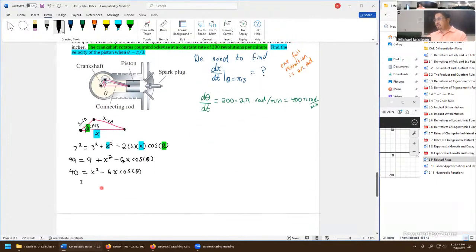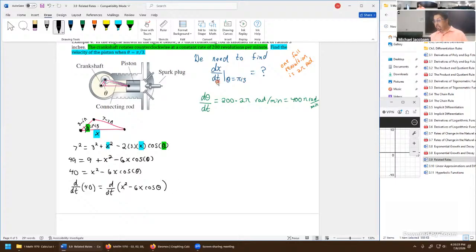Now our next task is to differentiate both sides of this equation, but the derivative we're taking is with respect to time. That's the provided derivative d theta/dt. And more critically, we're taking a derivative with respect to time because that's the question. What's dx/dt at a specific value? So we can say on the next line, we're taking d/dt of 40 equals d/dt of x squared minus 6x cosine theta.